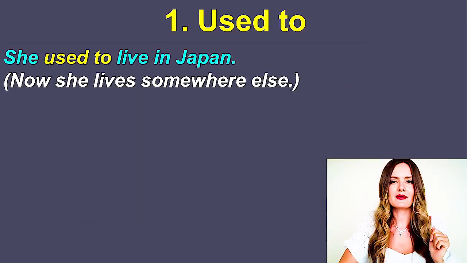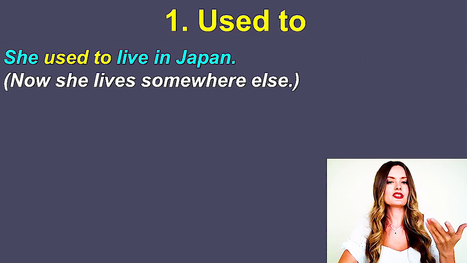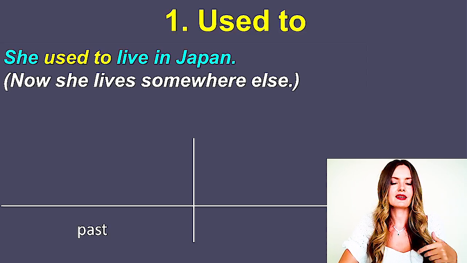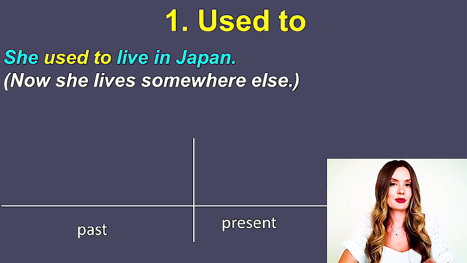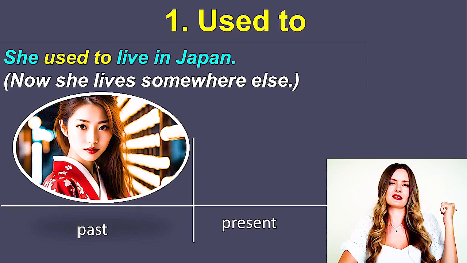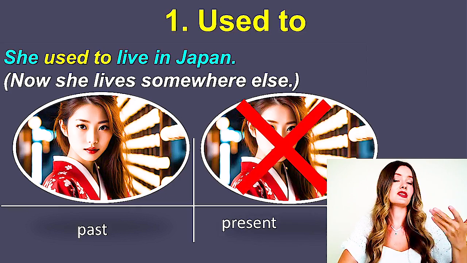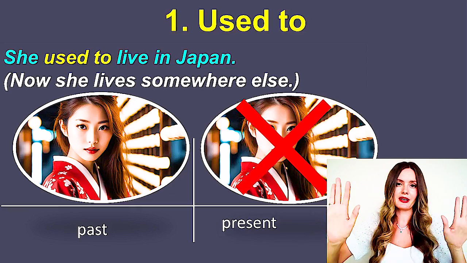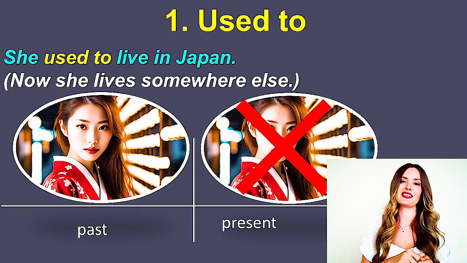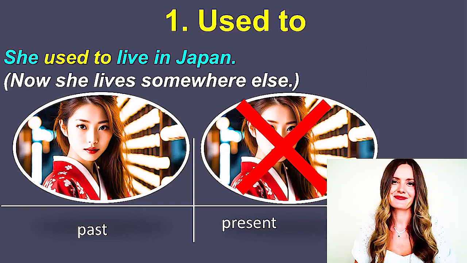How about this example? She used to live in Japan. Now she lives somewhere else. So if we take a look at this chart, we have the past and the present. She used to live in Japan in the past, but now she lives somewhere else, not in Japan. She doesn't live there anymore.